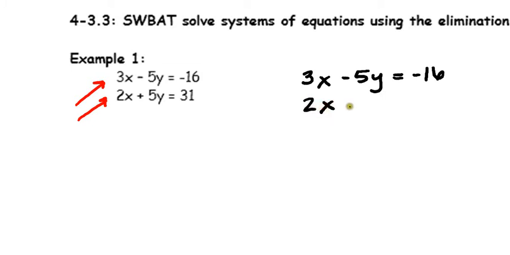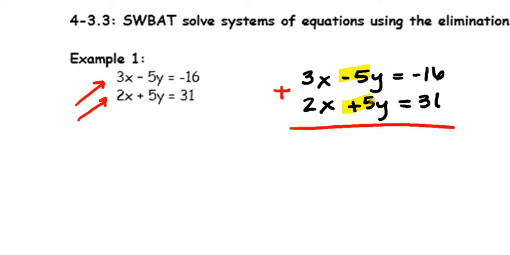So if I look at what I currently have here, I see that the coefficients for y are negative 5 and positive 5. I know that these are additive inverses of each other. So because they're additive inverses, I'm going to add these equations together. Now that can sound counterintuitive, but if I watch what I'm doing here and do this carefully, it saves me a lot of trouble.